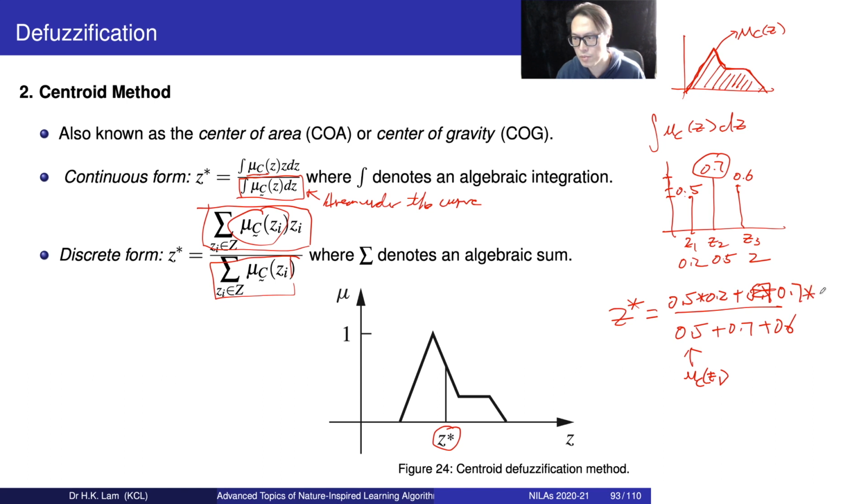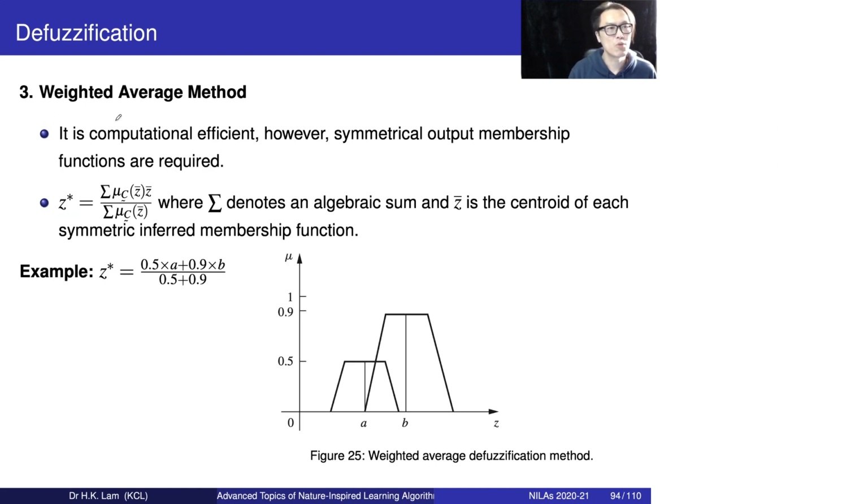0.7 times 0.5. Now move on to the next value, that is plus 0.6 times 2, okay, and then we can find the value of z. That is the way for us to find the centroid of the discrete form of the membership function, the output membership function. Now the next one, the weighted FH method.